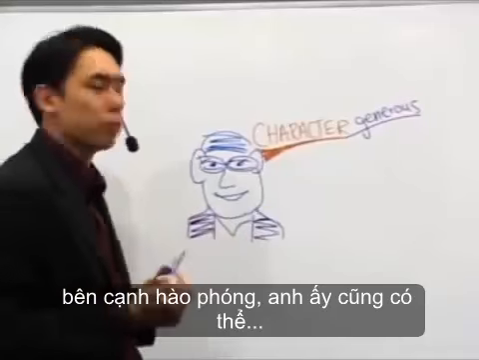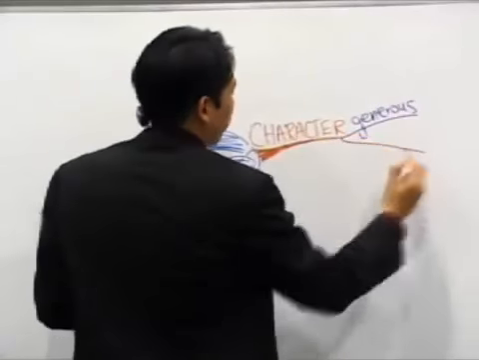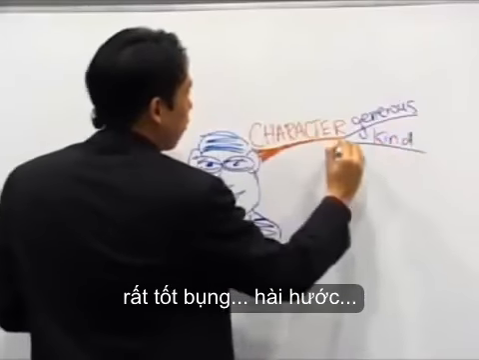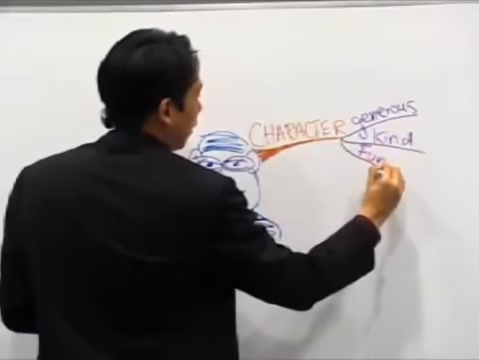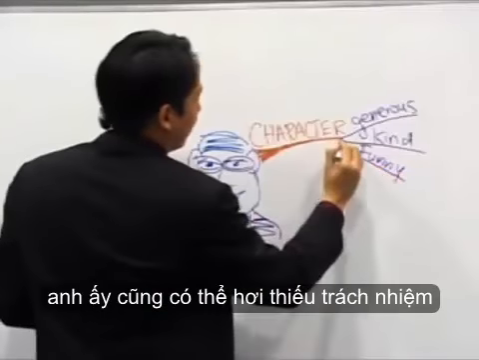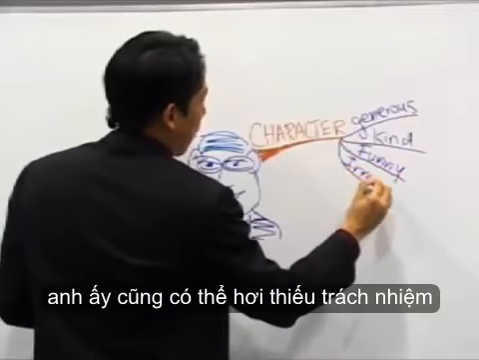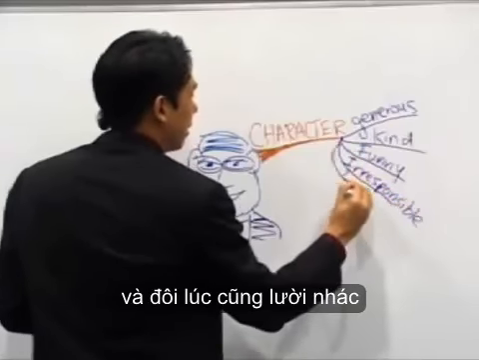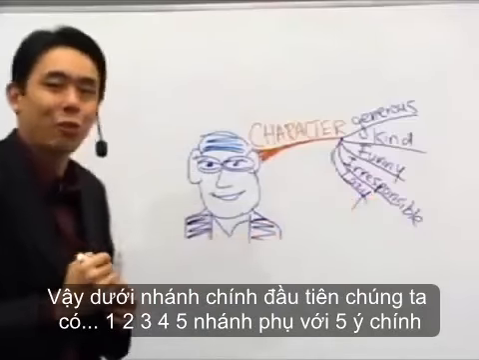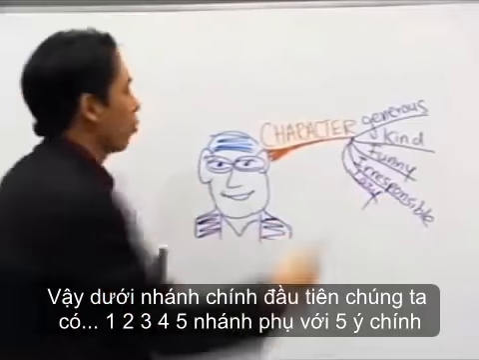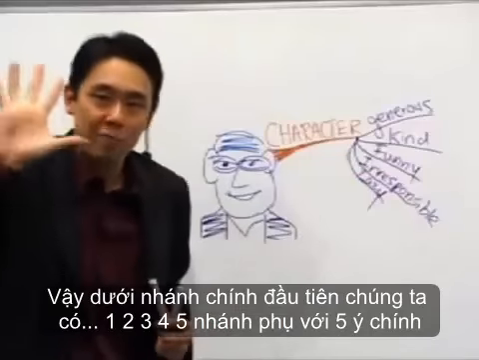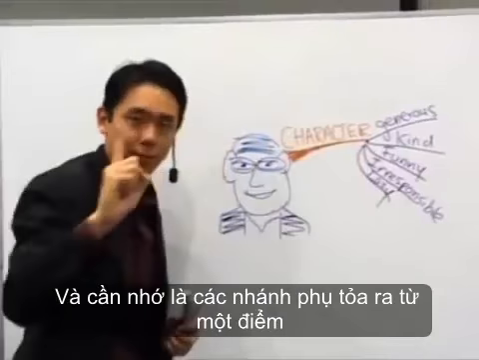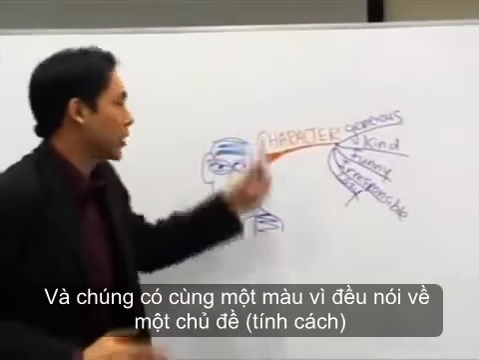So besides being generous, maybe he's also really kind. At the same time, he's a very funny person. But at times, he can be a bit irresponsible. And sometimes even a bit lazy. Alright? So, for example, under this subheading, how many points do we have? We have got 1, 2, 3, 4, 5. 5 main points. So once again, remember, all the branches, they branch from the same point. And they're all of the same color because they come from the same point.